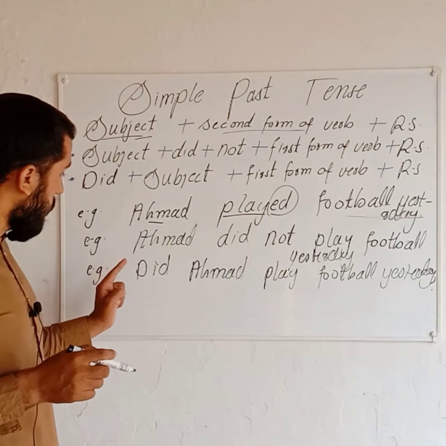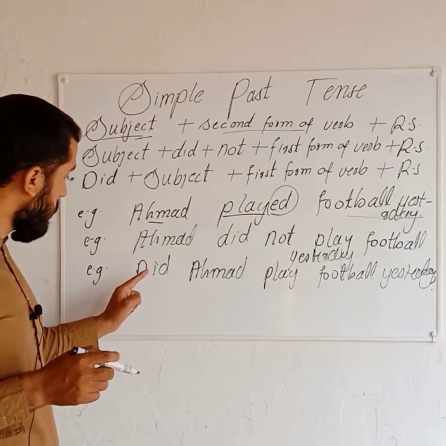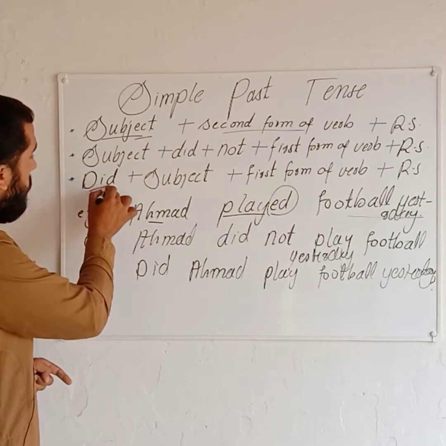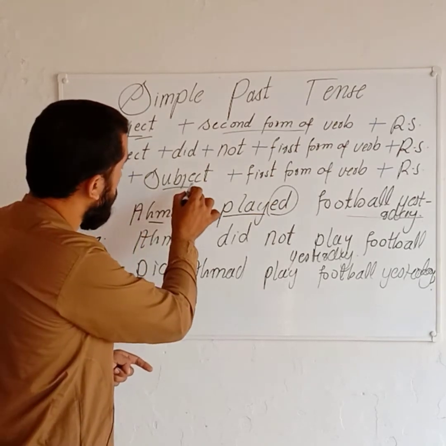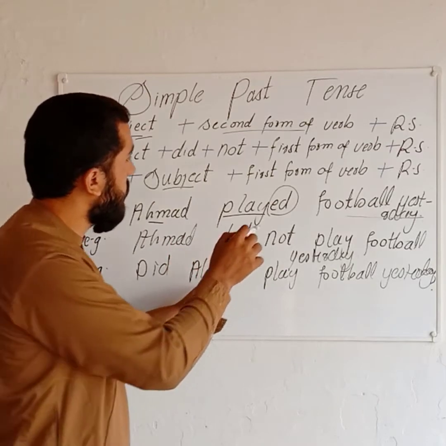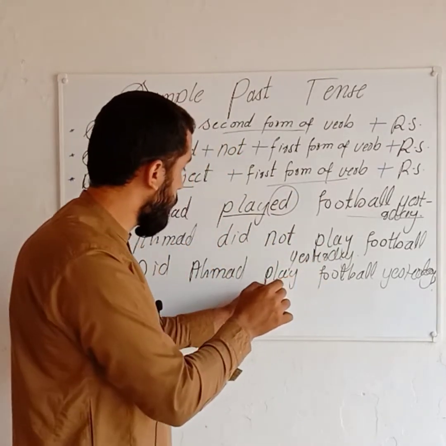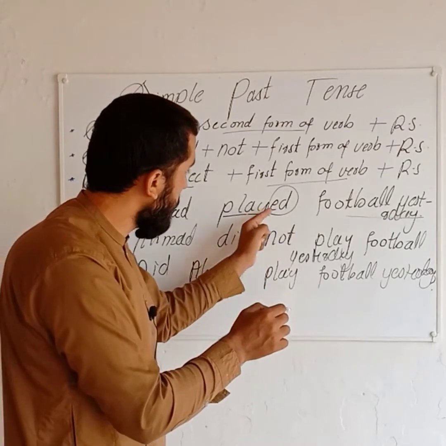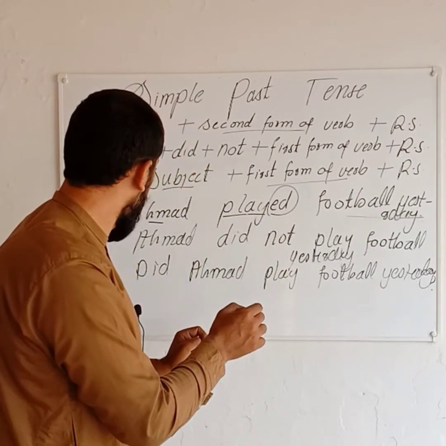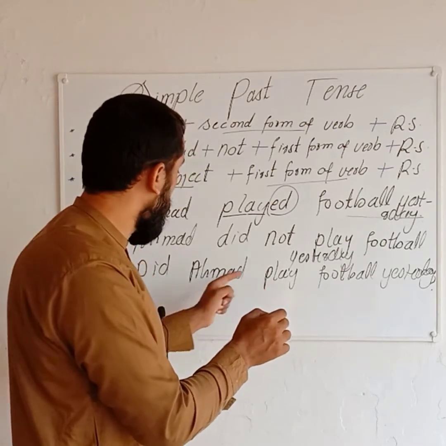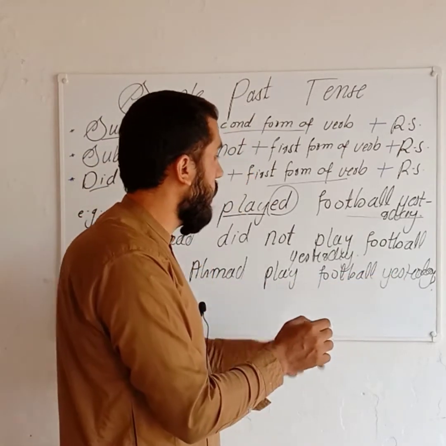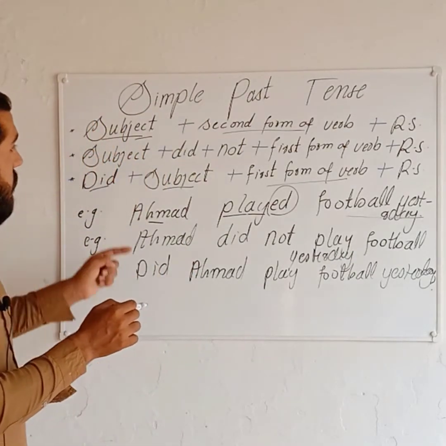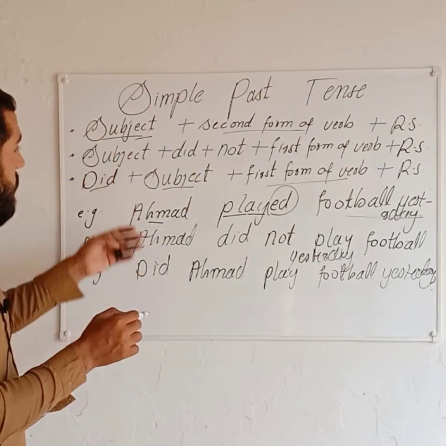For an interrogative, we need to use first did, and then subject. Ahmad is the subject, and then first form of verb. The first form of played is what? Play. We avoid ed, so it simply becomes play. Did Ahmad play football yesterday? And at the end we use a question mark because it is a question. This one is simple past tense.